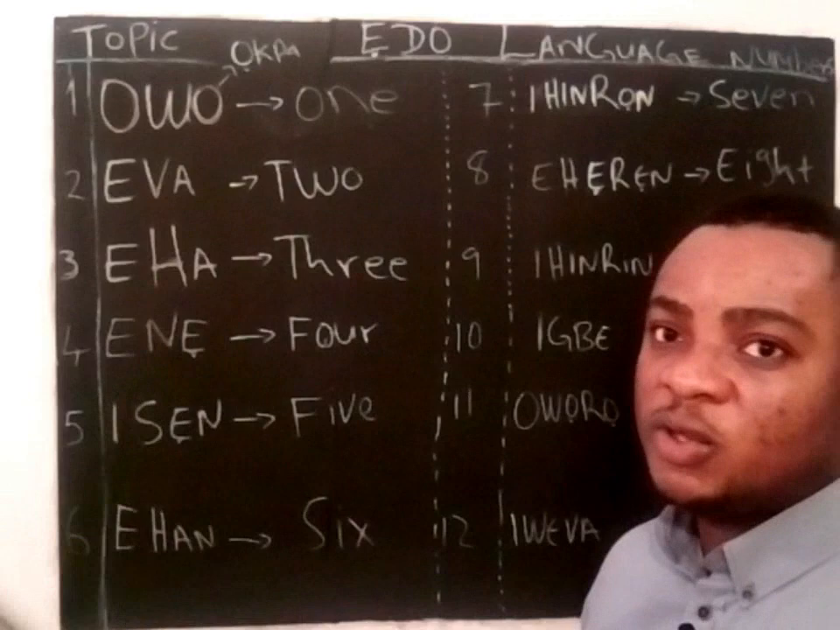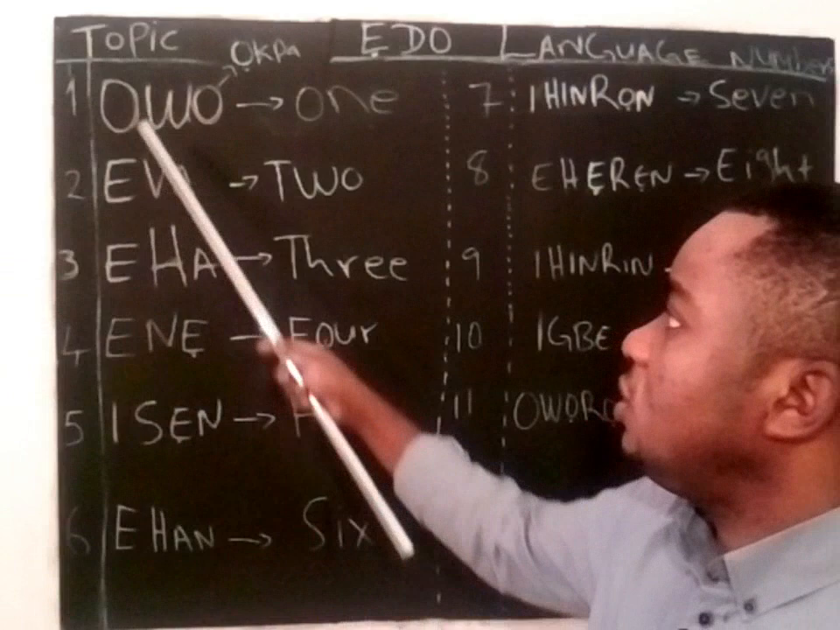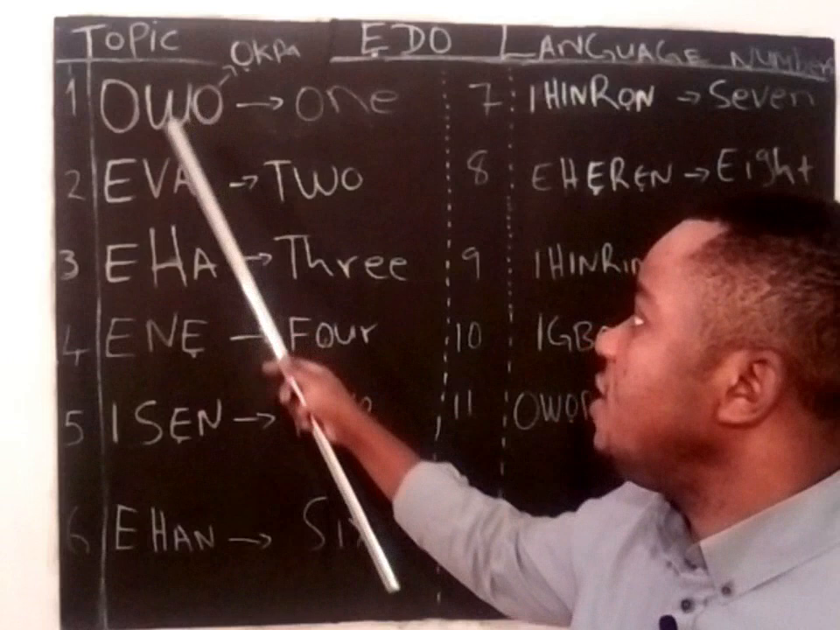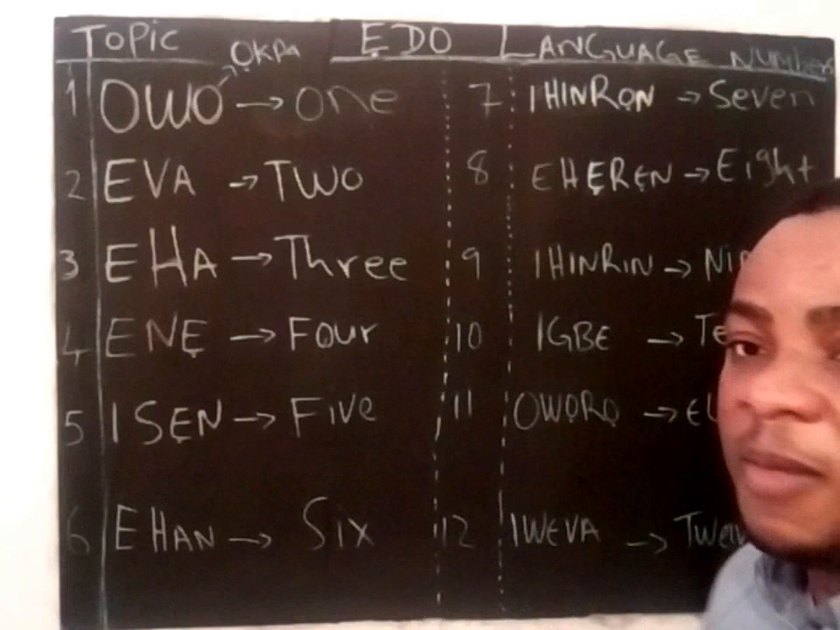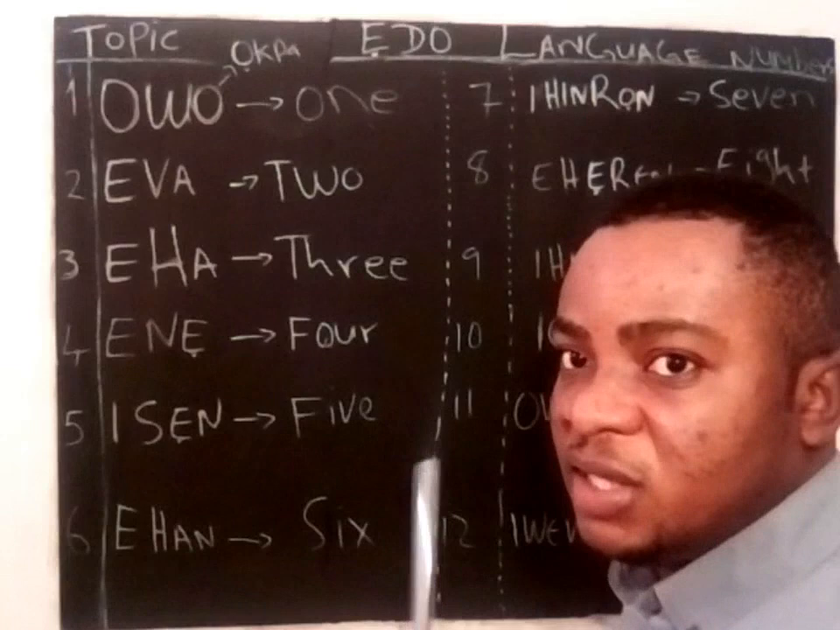But if you want to write it in letters, for example you want to count 1, 2, 3, it's just owo. You cannot say okpa. Owo, eva, eha, ene, ise, iyon, ehe, irihi, igbe, oworo, iweva. You see, iweha, it's continuous like that. I know this is very simple, but next time we're going to start from 13.